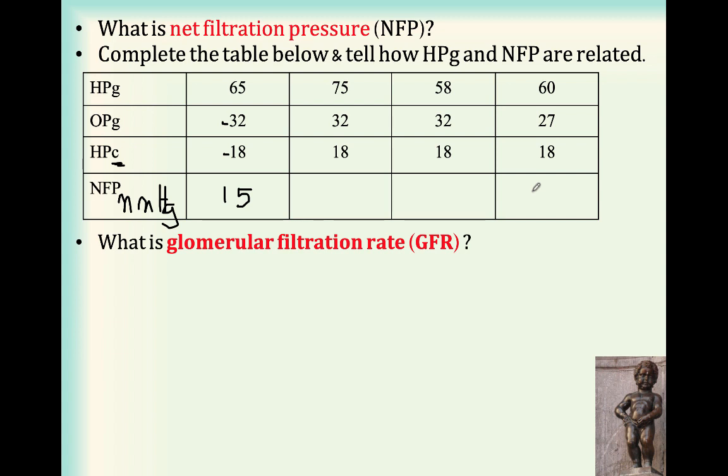An average for a young healthy person would be 125 milliliters per minute. So 125 milliliters of filtrate formed each minute.